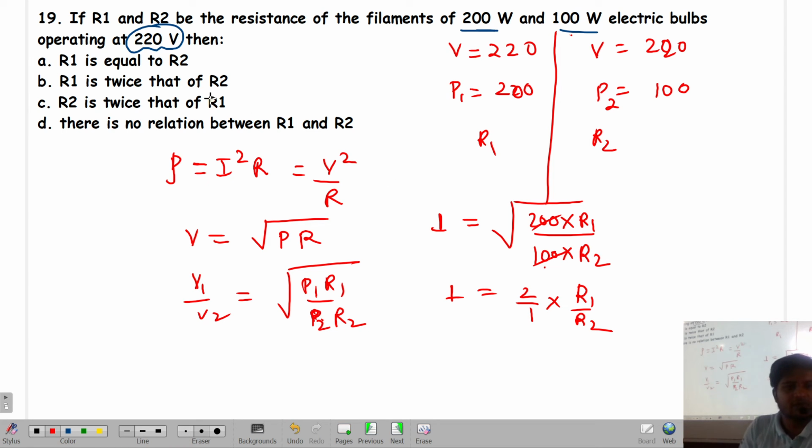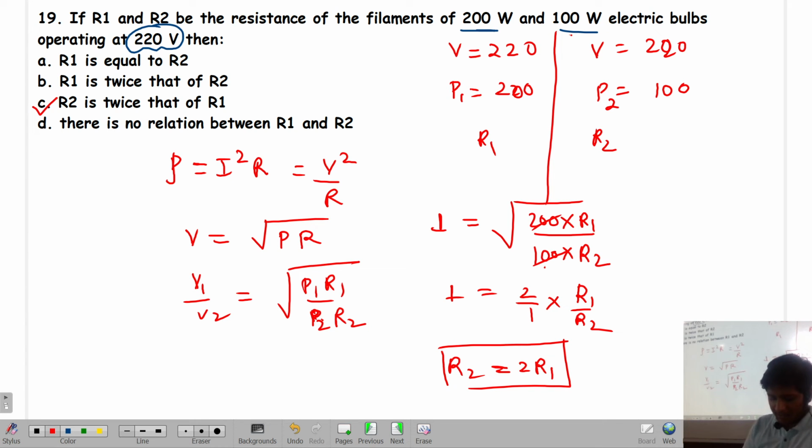If you take this, we have to choose from the options. So can I say that R2 is nothing but equal to twice of R1? Yes or no? So option C is correct. Question 19, option C is correct. Got it or not? Any kind of doubt?